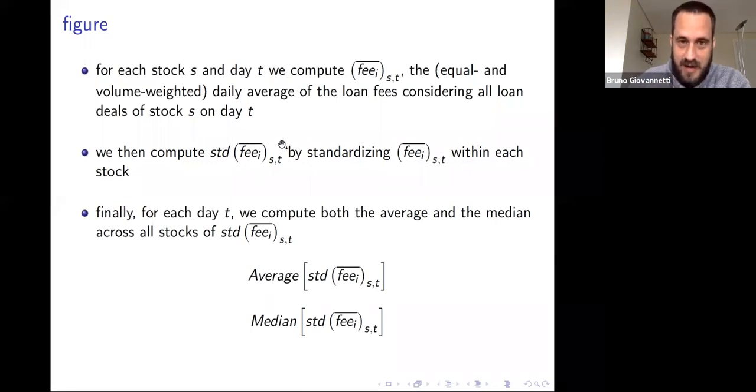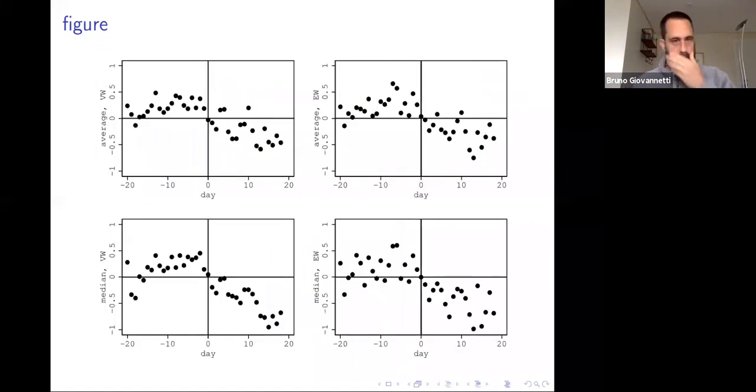So we have a panel for this variable here, a value of this variable for each stock on each day. And what we do here, we compute both the average and the median of this variable across all stocks. So for each day, we will have an average of this variable and the median of this variable, so that we can plot 4 graphs like these. So like this, for instance, this dot here is the average loan fee.